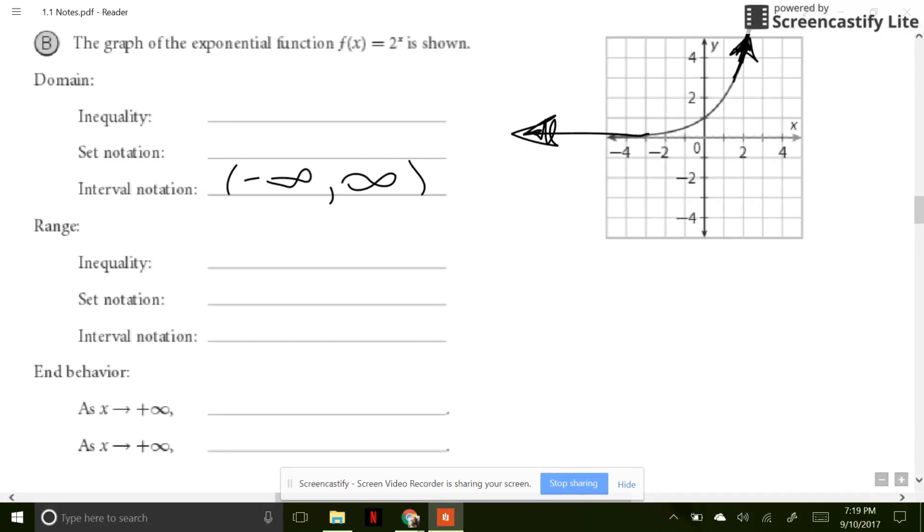So that's our interval notation as an inequality. It's going to look like this. Remember, if we're talking about infinity or negative infinity, we can never reach it, so we can never include it.